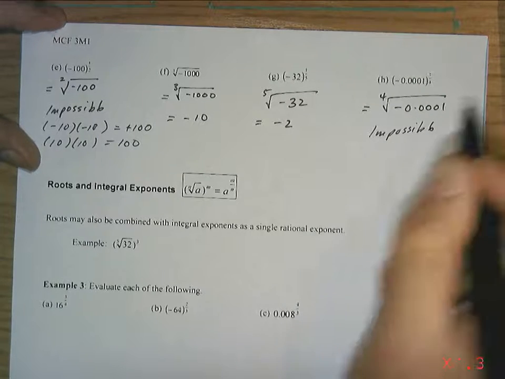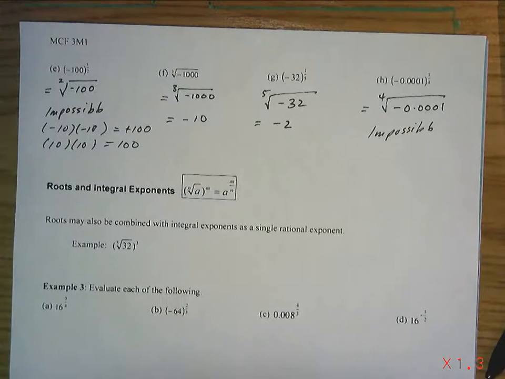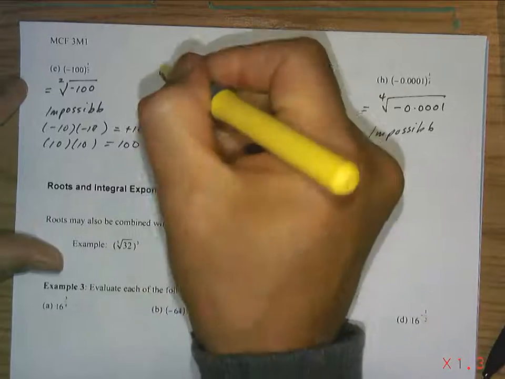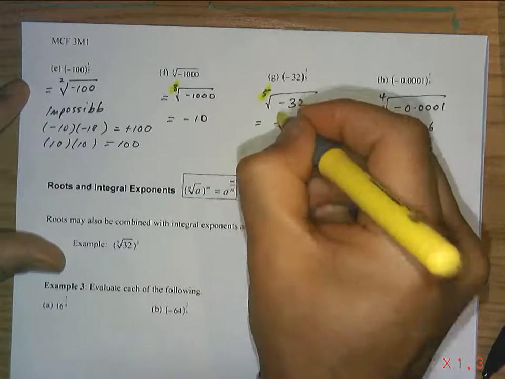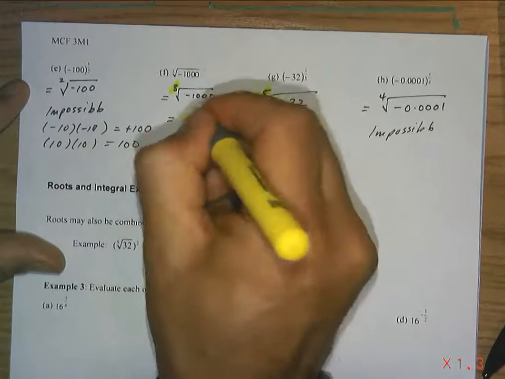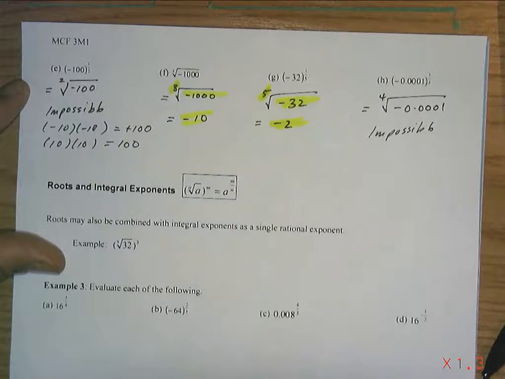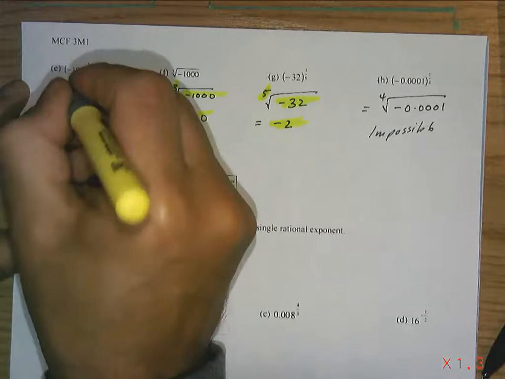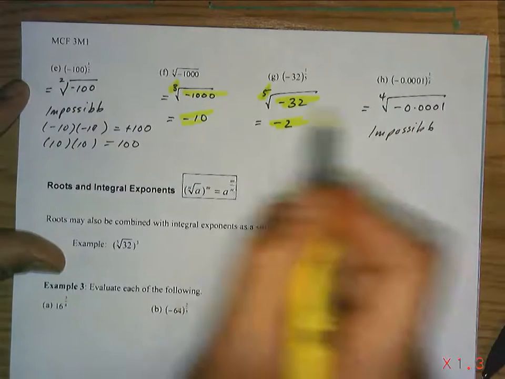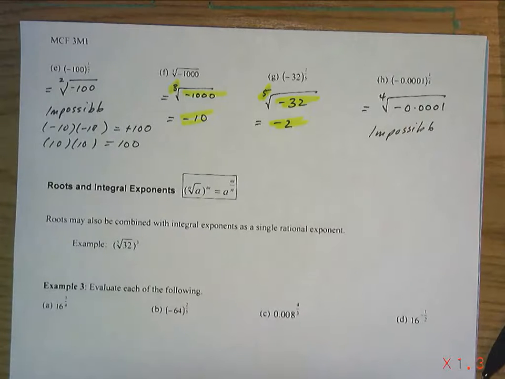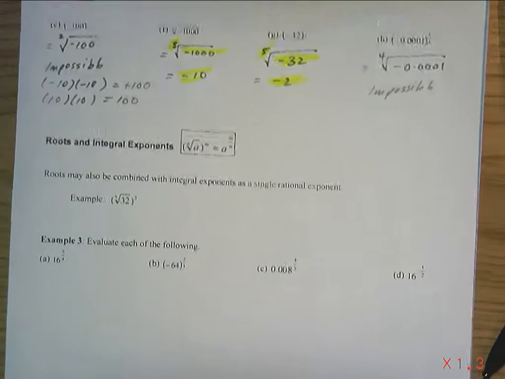So what is the overall pattern here? If I have an odd index number, then it's possible to root a negative radicand. However, if I have an even index number, it's impossible to root a negative radicand.